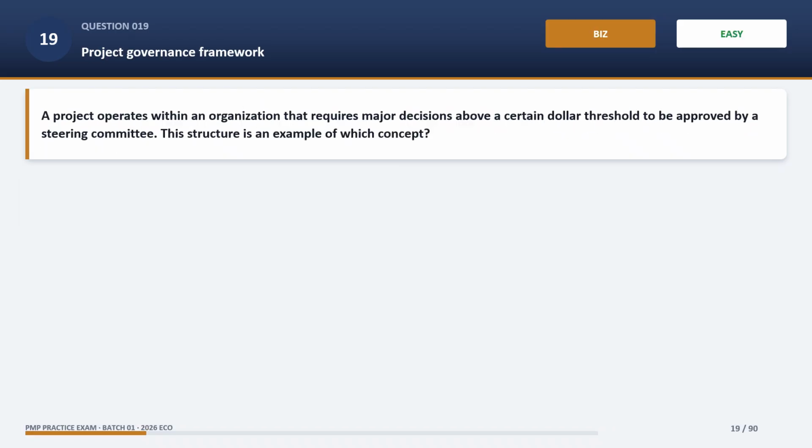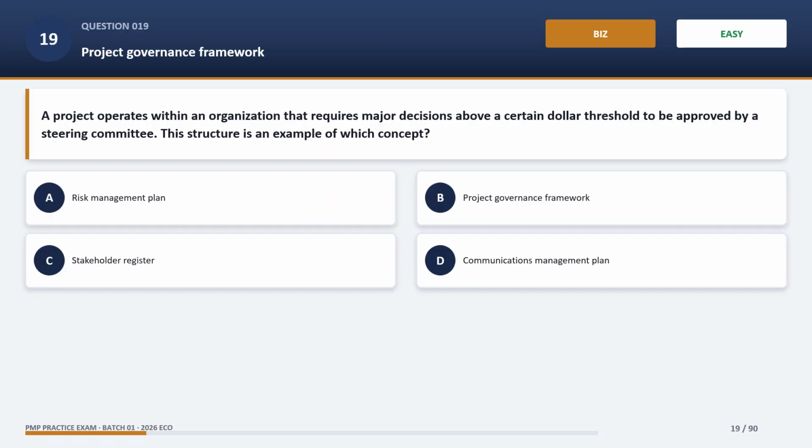Question 19. A project operates within an organization that requires major decisions above a certain dollar threshold to be approved by a steering committee. This structure is an example of which concept?